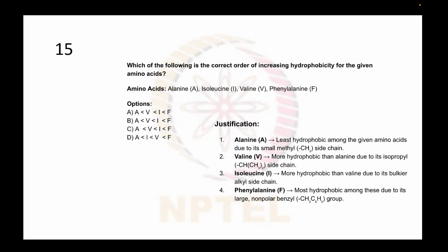Yeah, now I have a last question for the day: which of the following is the correct order of increasing hydrophobicity for the given amino acids? The given amino acids are alanine, isoleucine, valine and phenylalanine. So I have given a justification for practice purposes. In the exam, these justifications won't be given. So based on the justification given, select the option.